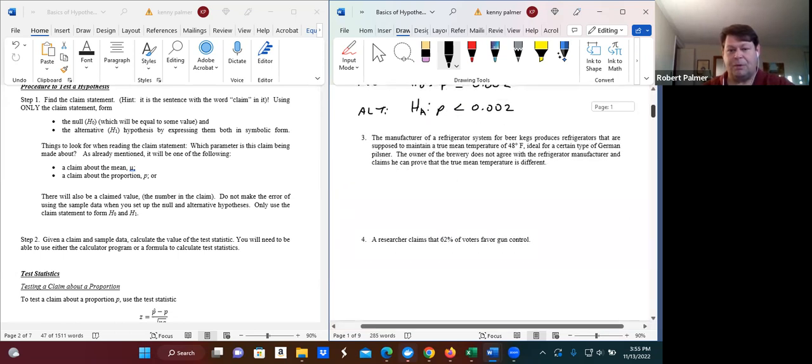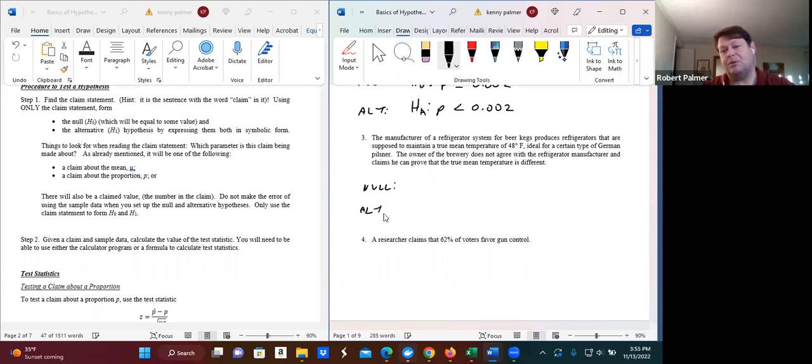Okay, keep going. The manufacturer of a refrigerator system for beer kegs produces refrigerators that are supposed to maintain a true temperature of 48 degrees Fahrenheit. Ideal for a certain type of German Pilsner. The owner of the brewery does not agree with the refrigerator manufacturer and claims he can prove that the true mean temperature is different. Okay, same thing. Let's find our null and our alternate hypotheses. Once again, null we call our H0, alternate we call it either H1 or HA.